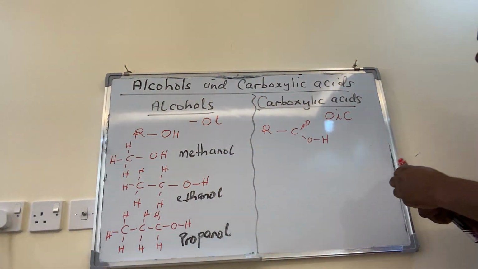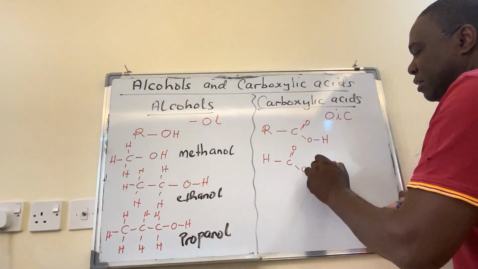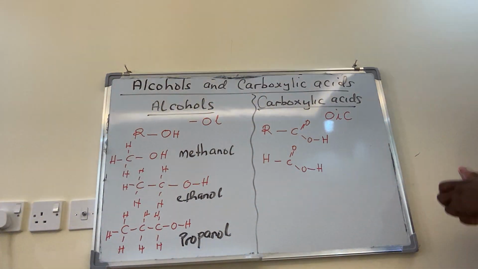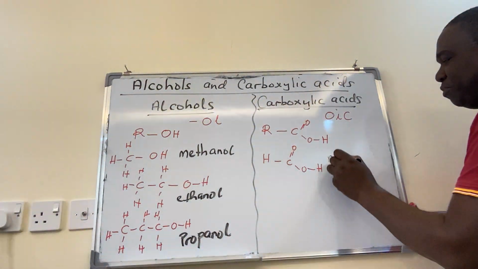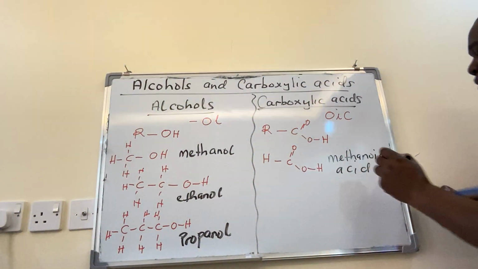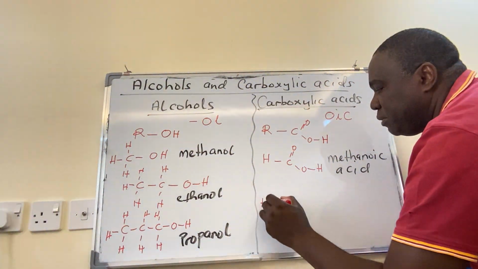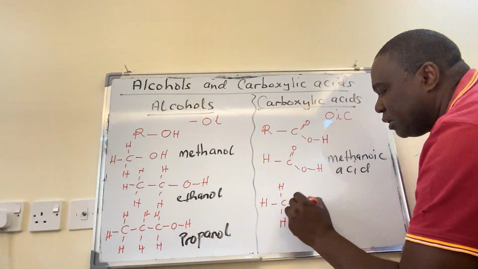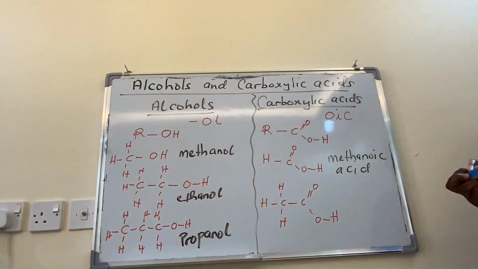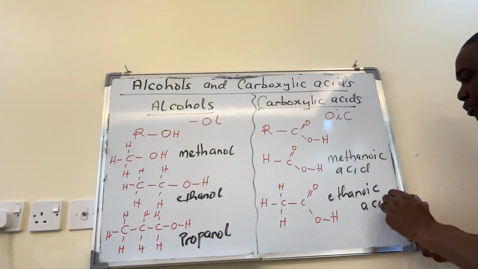Suppose my R here is just one carbon, so I'll have it like that. One carbon, so we are going to call it meth, but it's oic, so it's going to be methanoic acid. And then we move a step further. We're going to have two carbons, so let's do it this way. Again, the functional group is always there, and with two carbons, we are going to call this one ethanoic acid, because there are two carbons.